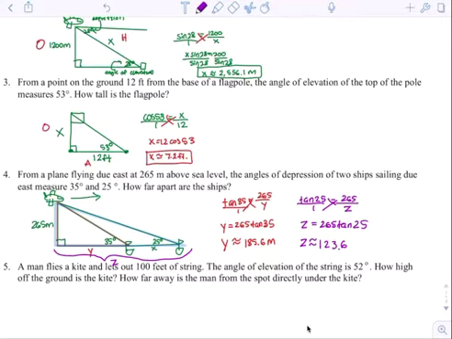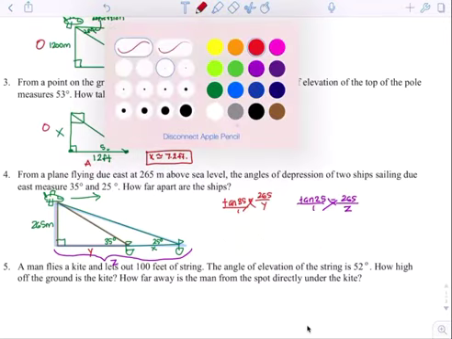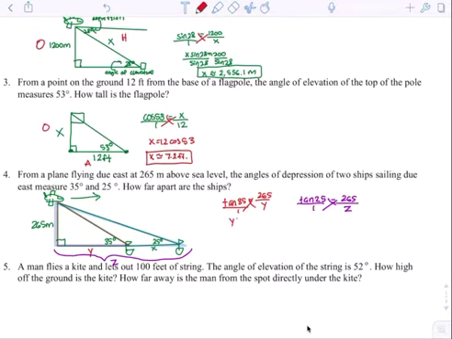Okay, so you guys, I messed up on this part. Now, do you guys see how I cross-multiplied? I cross-multiplied incorrectly. So this is going to be y tan of 35 is equal to 265, and then divide both sides by tan 35.